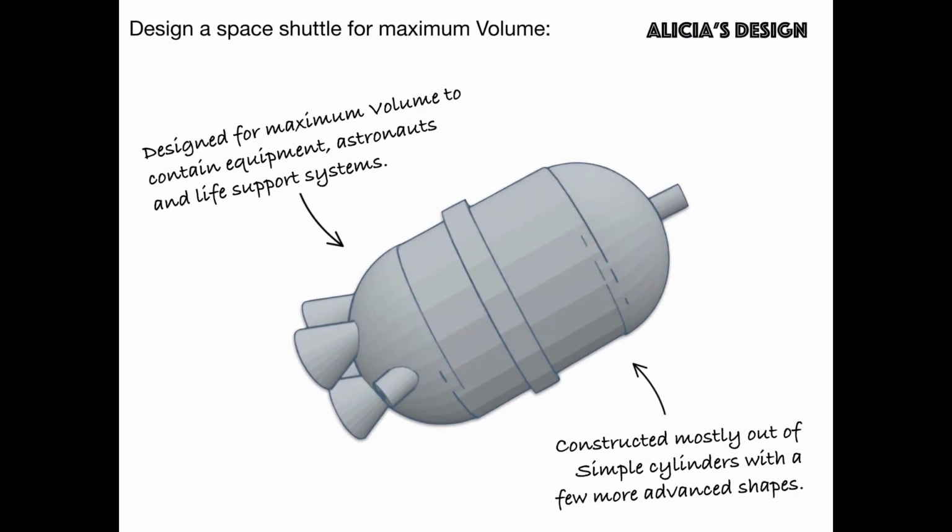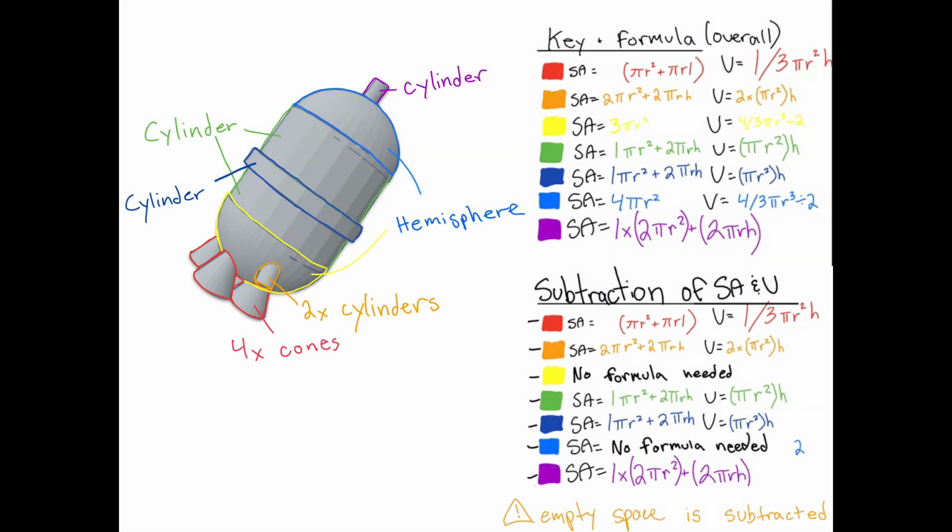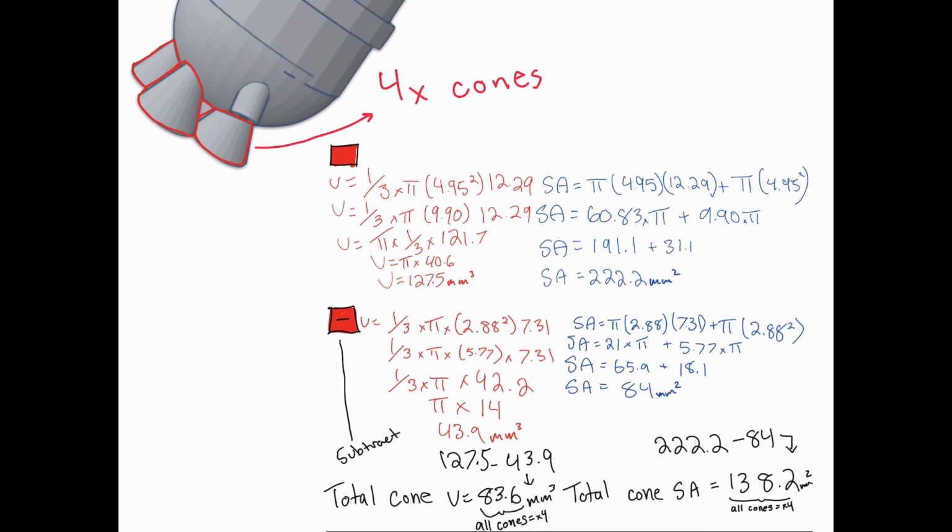I've created a 3D model of an escape pod for maximum volume. I've used many different formulas to calculate the surface area and volume of the 3D shapes within this escape pod. These 4 cones are used as thrusters to boost the escape pod, and they have empty space within them that is subtracted from their overall total.